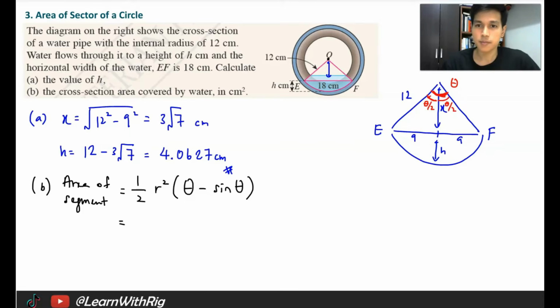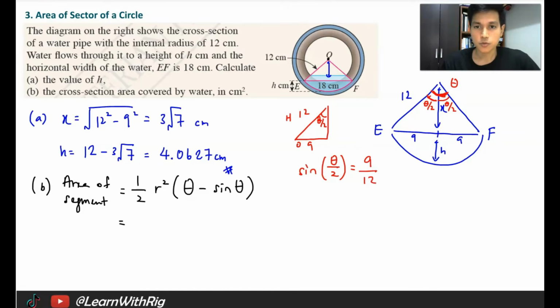So let me redraw this. So you got a triangle now. Here is 12. Here is 9. Here is theta over 2, because the whole thing is theta, so the half is only theta over 2. Now we can use SOHCAHTOA. In this case, what are we going to use? Opposite and hypotenuse. So it's sine. So sine theta over 2 equals to opposite is 9 over 12.